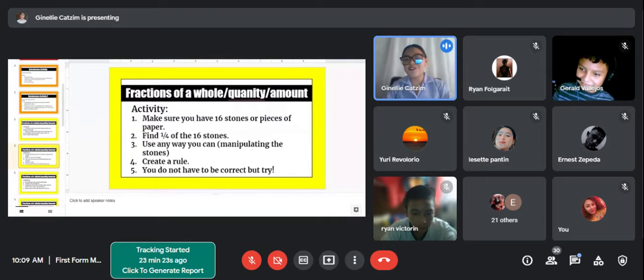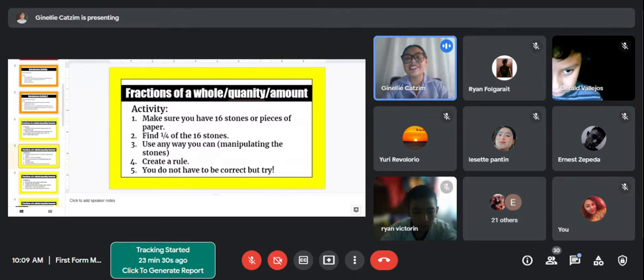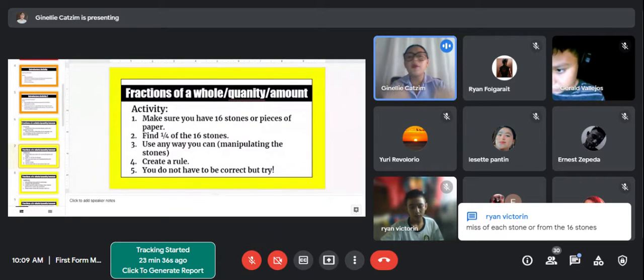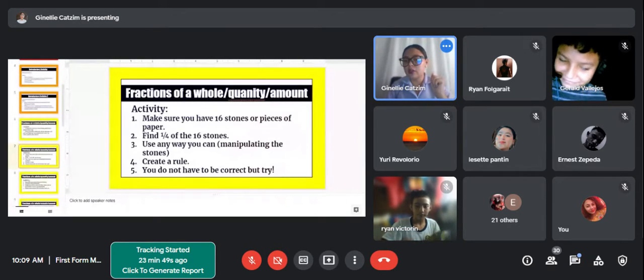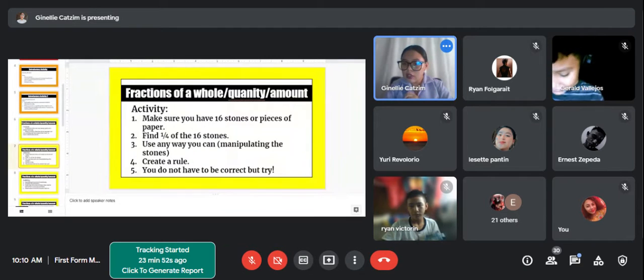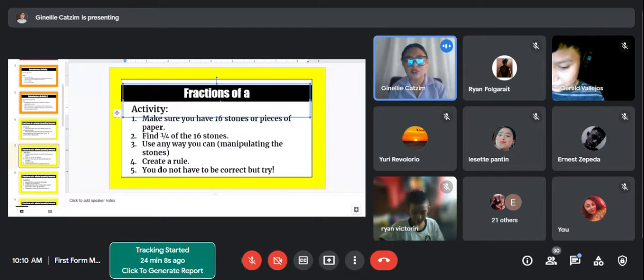So let's do that. I'll give you 2 minutes to arrange or move or do whatever you want with those 16 stones. And if you think you have found 1/4 of the stones, come up with a small rule. This is what I did. This can be done to 4 of the 16 stones, right? 1/4 of the 16 stones, so that means from everything, right? So let's do that, 2 minutes, and then we start sharing our little rules that we did.